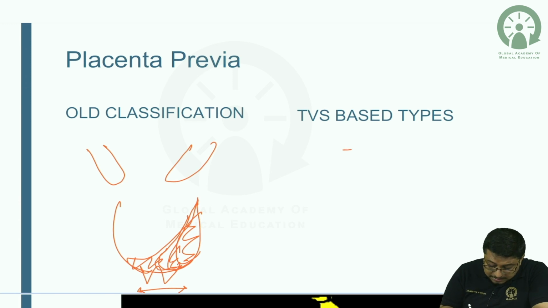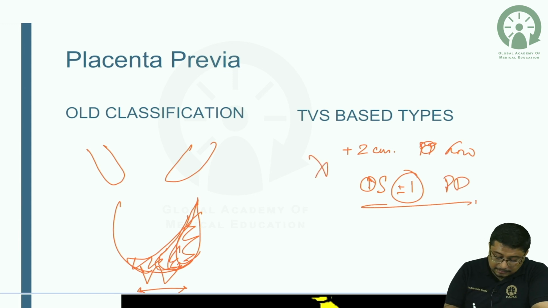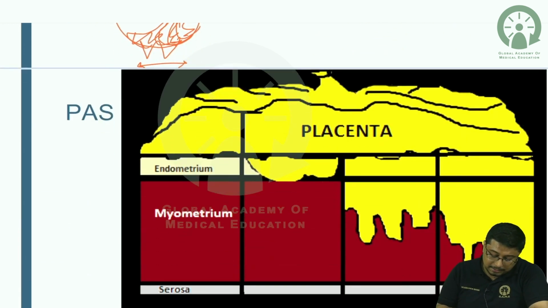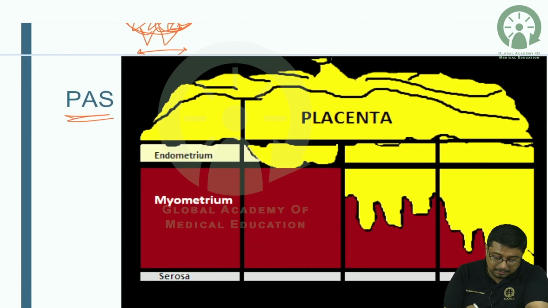Now the TVS based type: if it is around 2 centimeter near the os, it is low placenta, and if it is covering the os or within 1 centimeter around it, then it is placenta previa. So these numbers you need not remember, but the new classification is TVS based, that you should know.